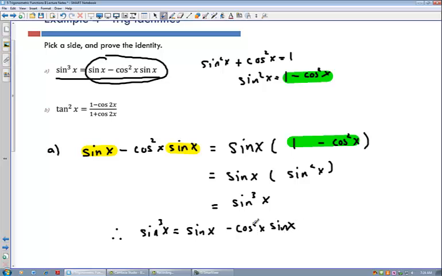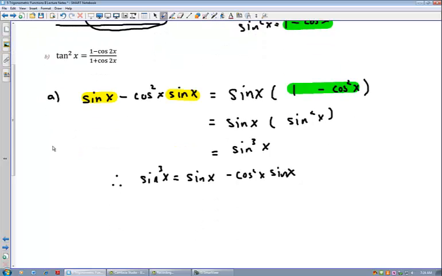And it does not matter which side you choose. In fact, in part B, I'll start with the left-hand side. So part B, I'm going to start with this left-hand side. So I have tan squared of x, and I want to show it's equal to 1 minus cosine of 2x divided by 1 plus cosine of 2x. So when I see this, when I think of tan, I think of sines and cosines.